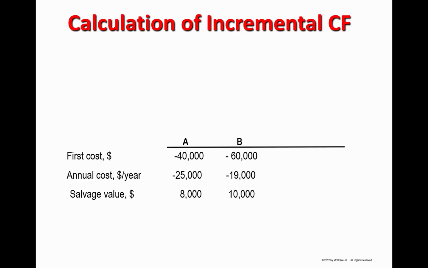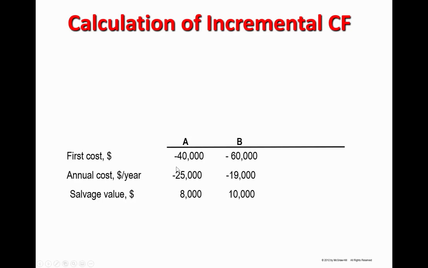And so here we have two alternatives, an option A and an option B. Now what you'll notice is that option B is more expensive than option A. The first cost to acquire this item B, whatever it is, is $60,000 in comparison to $40,000 for option A. So B is more expensive, and it looks like the way that it justifies that added expense up front is that then the annual operation costs are lower.